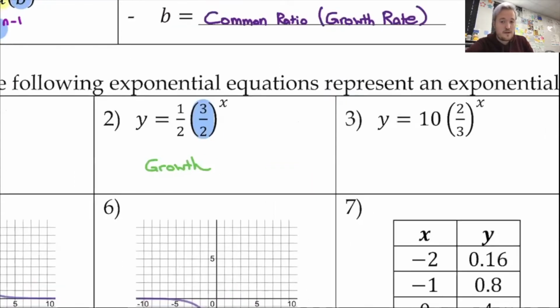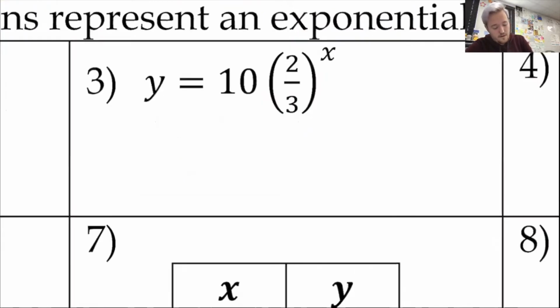All right, so now looking at number 3 over here, now if I flip it, I'm only looking at 2/3 here. So because it's 2/3, it's less than 1, that is a decay.